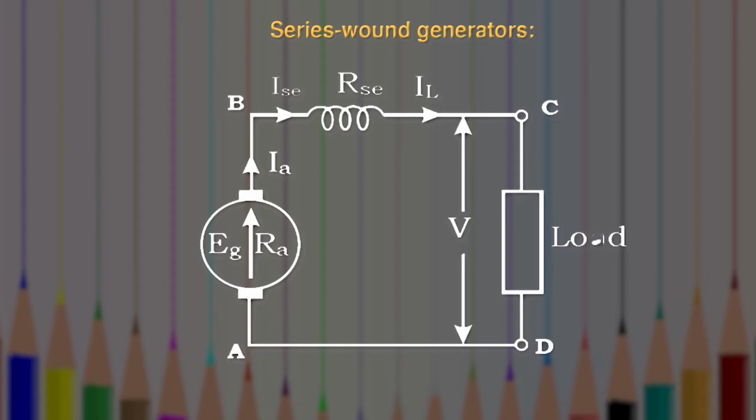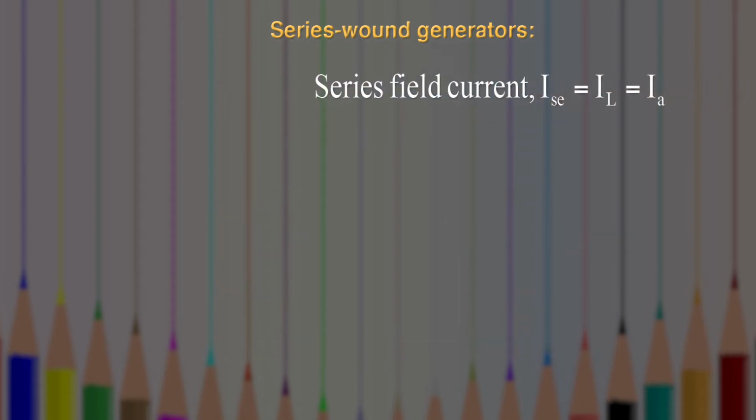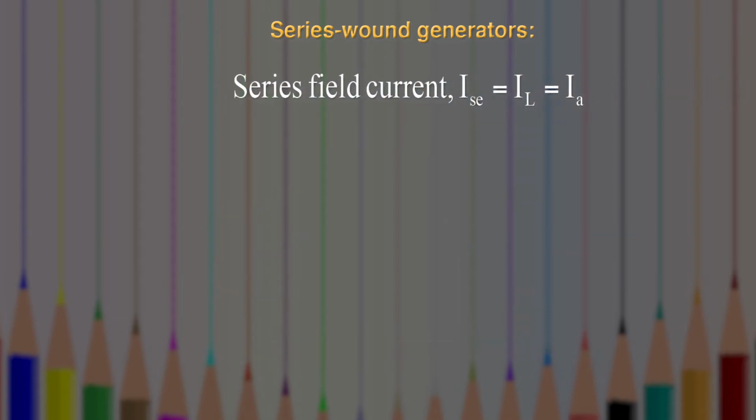So now if you want to write the expression for this series wound generator, because the field winding is connected in series with the armature, that means armature current is equal to field current, that is ISE, and the load is also connected in series. So you can say series field current ISE is equal to IL is equal to IA, where RSE is the series field winding resistance.